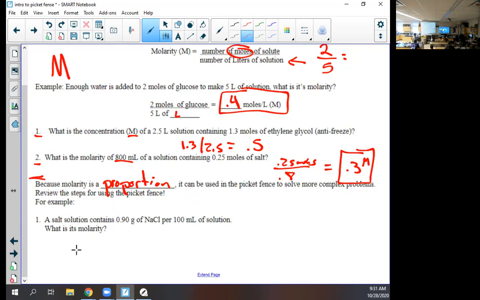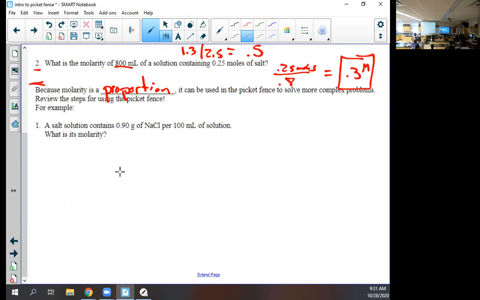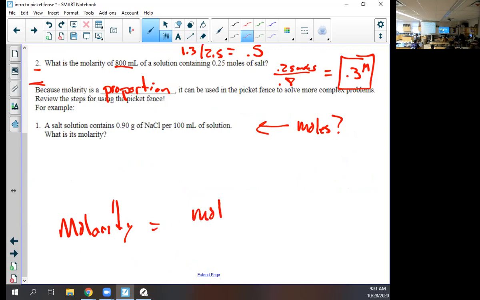For example, salt contains 0.9 grams of NaCl per 100 milliliters of solution. What is its molarity? All right, this is where I'm going to teach it different this year, and we're just going to see how it goes. Have I given you moles in this problem? No, but what is molarity equal to? Moles over liter. We're going to do it in a 2-step process instead of 1, and I'm going to see how it works.